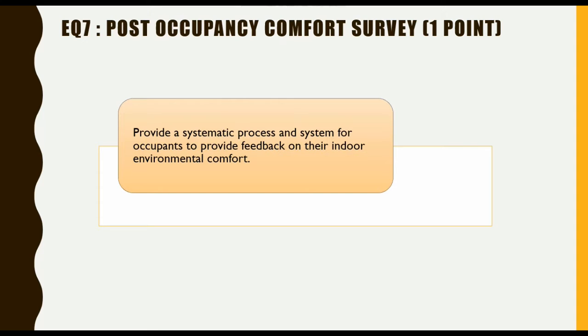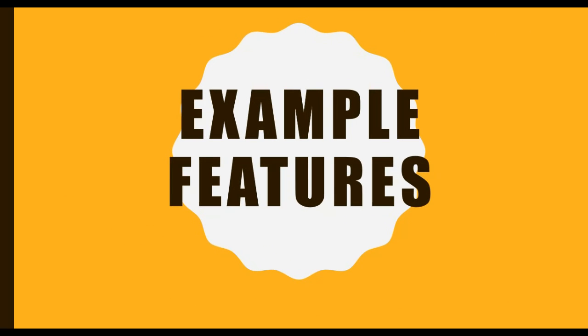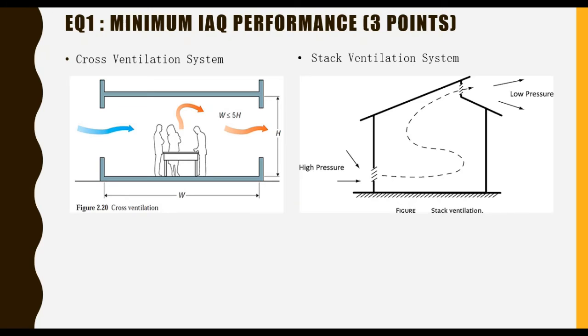For EQ7, post-occupancy comfort survey, provide a systematic process and system for occupants to provide feedback on their indoor environmental comfort. Next are the example features that contribute towards the assessment of the Green Building Index. First, for minimum IAQ performance, there are two examples, which are the cross ventilation system and the stack ventilation system.